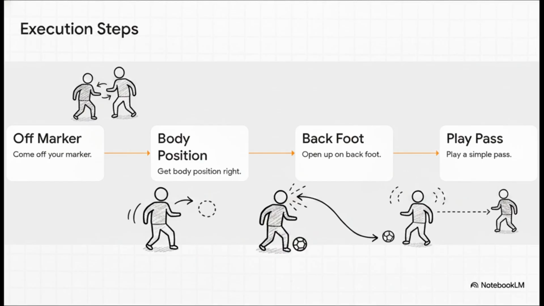Look, if your body is closed off, the play just dies with you right there. Step 3, and honestly, if you take nothing else away from this explainer, remember this one. Open up and receive the ball on your back foot. Receiving on the back foot naturally opens your entire field of vision to the opposite side of the pitch. And finally, Step 4, play the simple pass. That whole lateral rotation only works if these micro-mechanics are executed flawlessly.